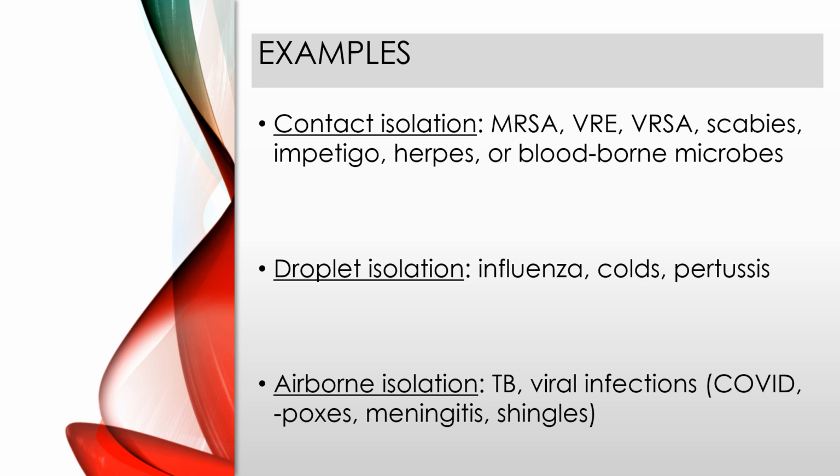The next one is the droplet isolation, which is usually transferred by influenza, colds, or pertussis. And the last one is the airborne isolation. The examples of that would be TB, viral infections such as COVID, all the poxes like chickenpox, smallpox, or monkeypox, meningitis, and shingles, also known as herpes zoster virus.